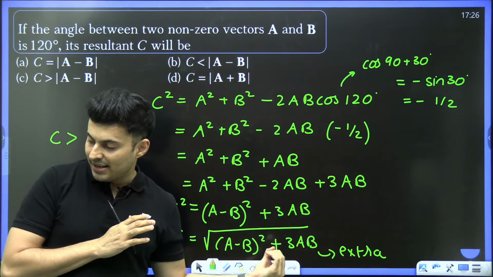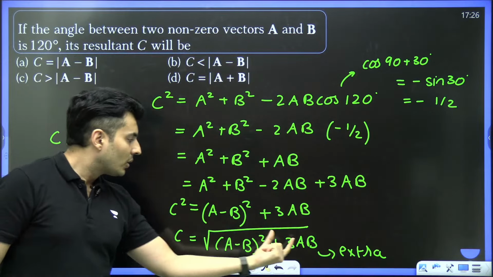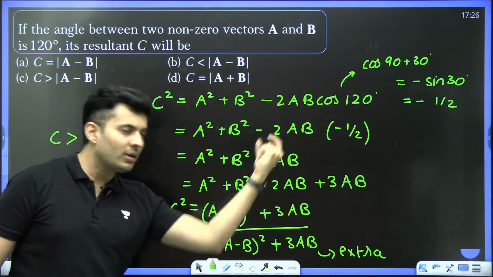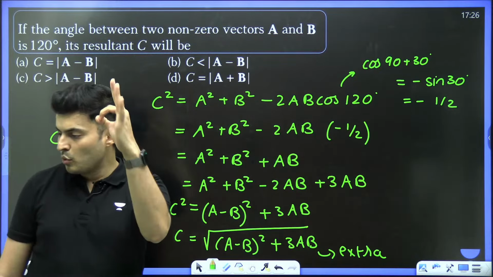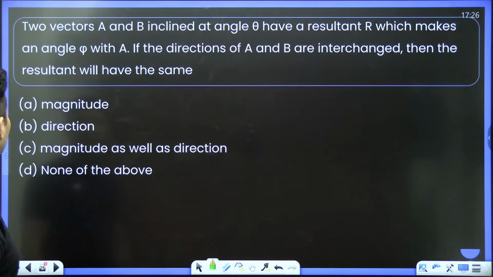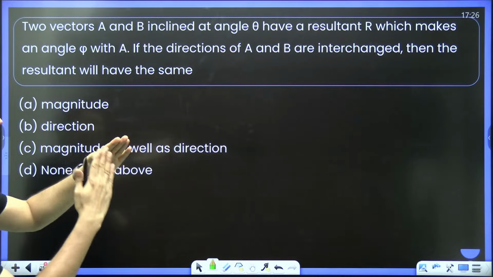Still we get the same answer. In fact, this term will change a little bit, right? So this extra term will make this c more than a minus b. That is the idea behind this. Moving on to the next question. Two vectors a and b inclined at an angle have a resultant r.